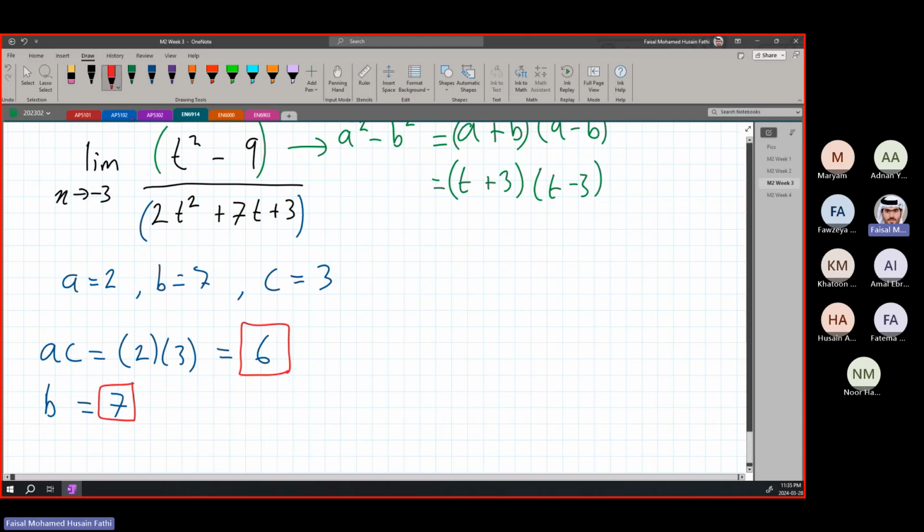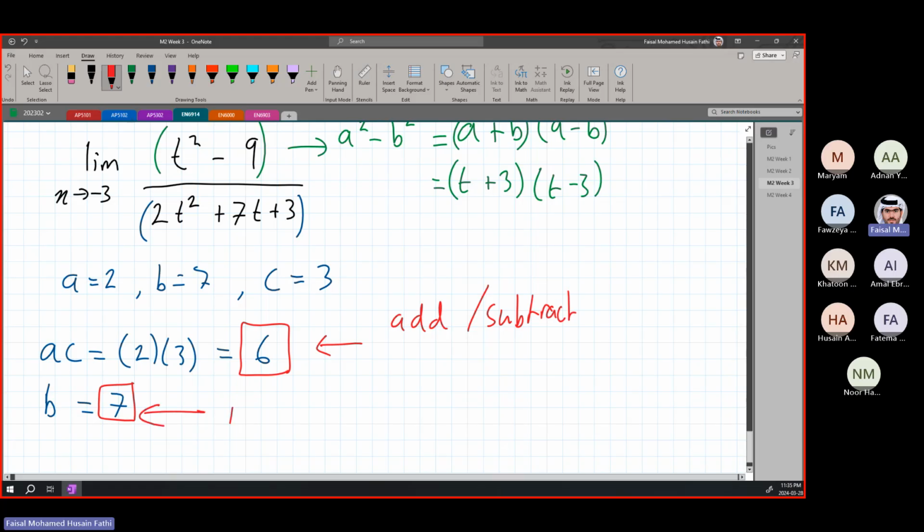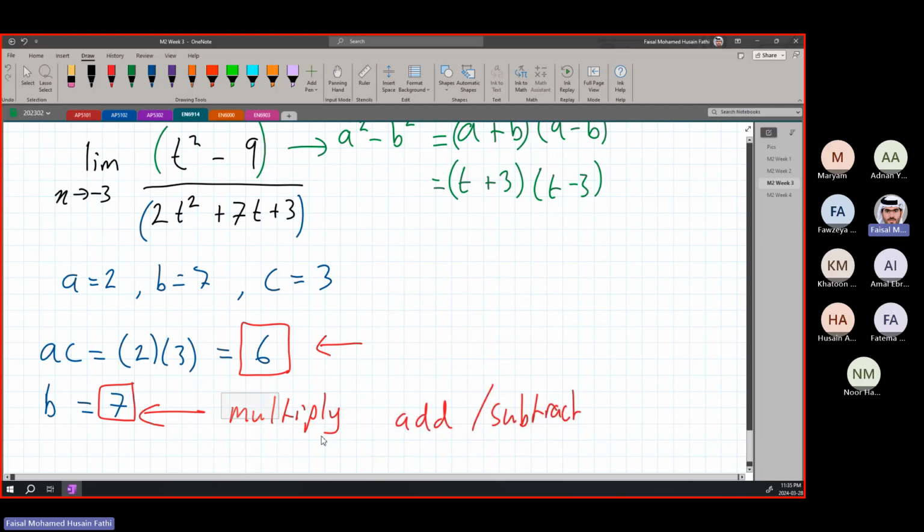6 and 7. So for the AC value, we need to find two numbers that when we multiply them, give us 6, and when we add them, give us the B value. Sorry, it's the opposite way around. Excuse me. So again, let me repeat this. We need two values that when we add or subtract, give us 7. And if you multiply these same two values, it is going to give us 6.